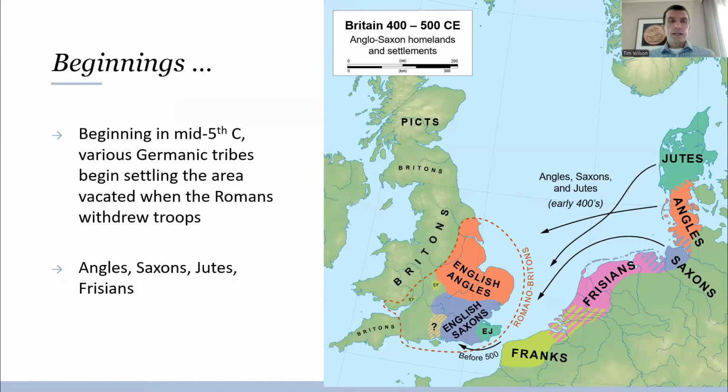So what are the beginnings of English literature? So the island of Britain was colonized by the Romans, but they gradually had to abandon that, up to the 400s. They gradually had to abandon this because of other pressures in the empire. And as they did so, beginning in the mid 5th century, various Germanic tribes, as you can see represented in the map, began settling the area vacated when these Roman troops withdrew. So Angles, Saxons, Jutes, and Frisians.